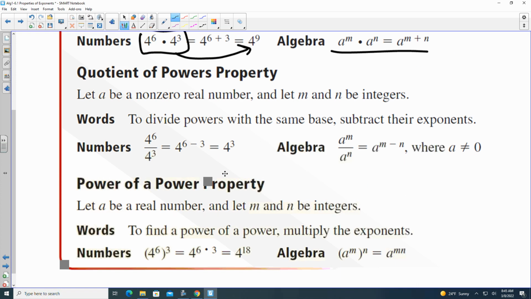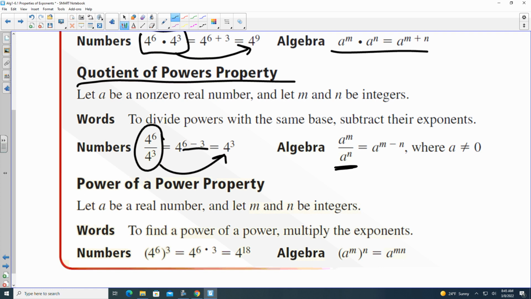Next, looking at the quotient of powers property, which means that if you are dividing same base values, you are going to subtract the exponents. So I have that same 4 to the 6th power divided by 4 to the 3rd power. The bases are the same. They're both 4. You simply subtract them. 6 minus 3 is 3. So this turns into this. The rule is if you have a to the m divided by a to the n, it's going to be equal to a to the m minus n power.